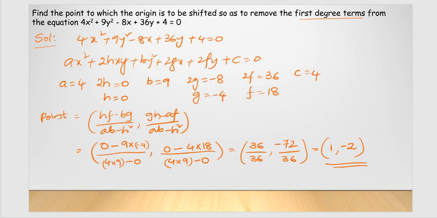What you can do there is directly replace small x with capital X plus h and small y with capital Y plus k, and then take the coefficients of capital X and capital Y, make them equal to 0 and solve those linear equations, right? The same thing here also, by using the formula we are doing. Okay, so this is all about translation of axes.